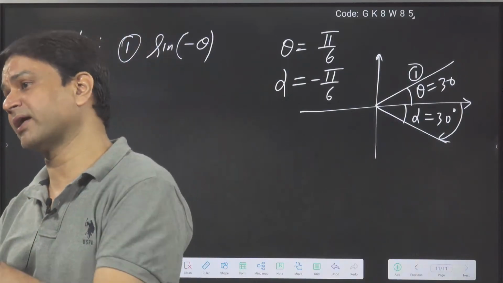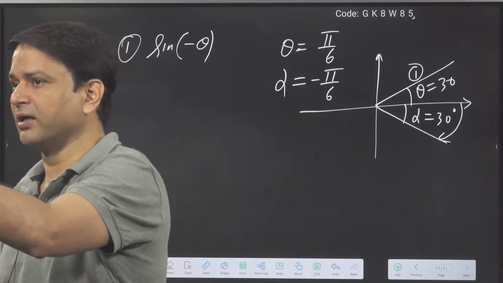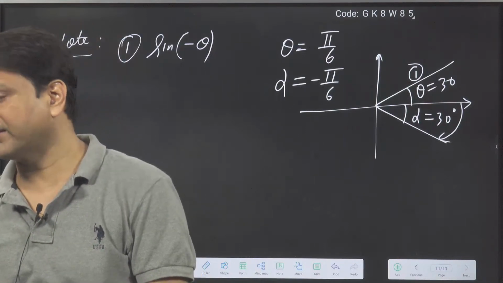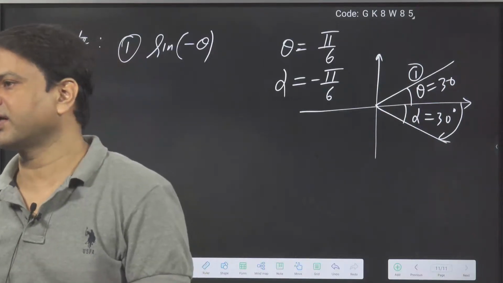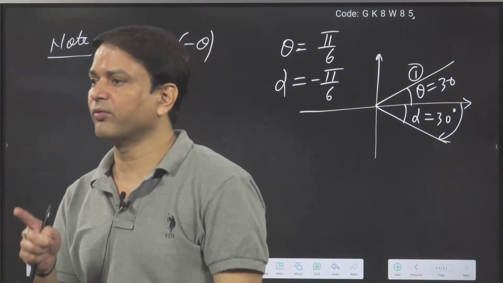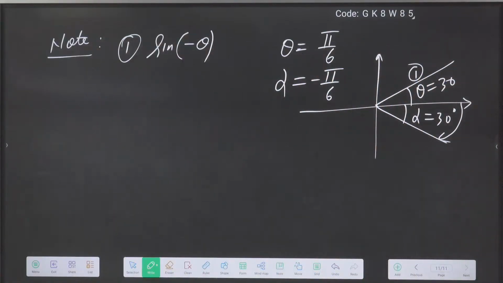Both lines are making an angle 30 degree. But how can we differentiate between them? By writing the angle. For the first line, I will say theta is equal to pi by 6. For the second line, I will say alpha is equal to minus pi by 6, because that angle I am measuring clockwise. Understood or not? That is the meaning of negative angle and positive angle.